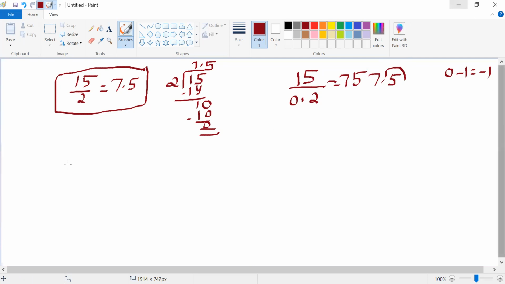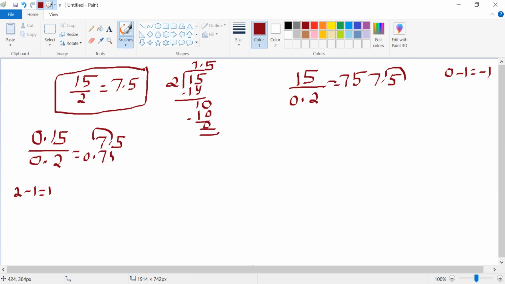Suppose it is 0.15 divided by 0.2. So 7.5 quotient. Here numerator 2 decimal places, denominator 1 decimal place, 2 minus 1 is 1. Already this is a decimal, and one more decimal place we need here. But this will move to the left. So the answer will become 0.75.